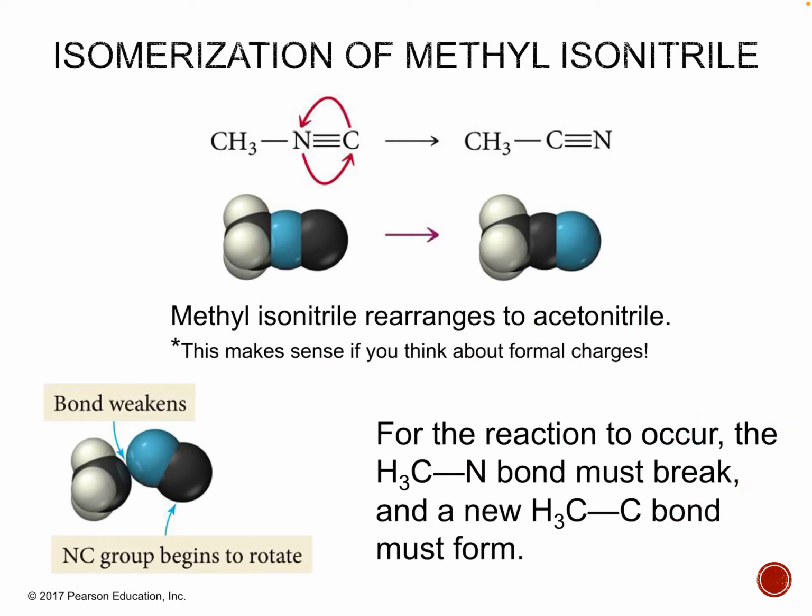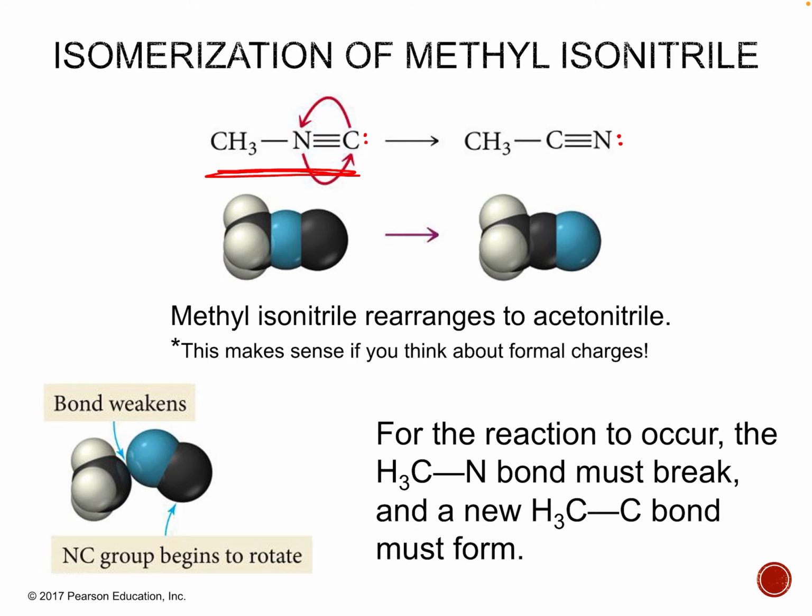So here's an example. This is the isomerization of methyl isonitrile. So this is methyl isonitrile over here, okay? The methyl group, that's that CH3, and the CN is the nitrile, okay? When we think about this in terms of formal charges, and you should have learned about formal charges back in Chem 1. So there's this lone pair on this end that's not being shown.